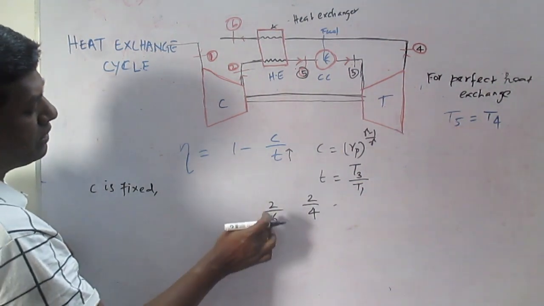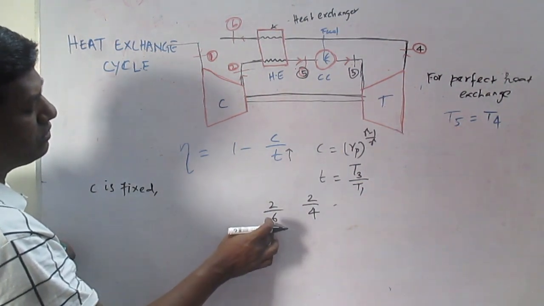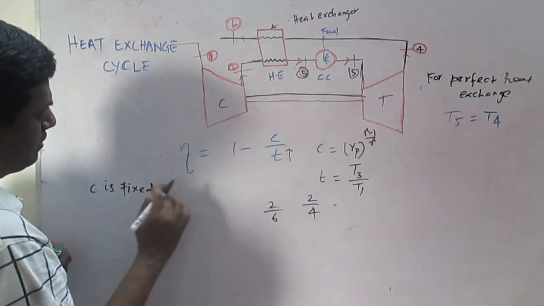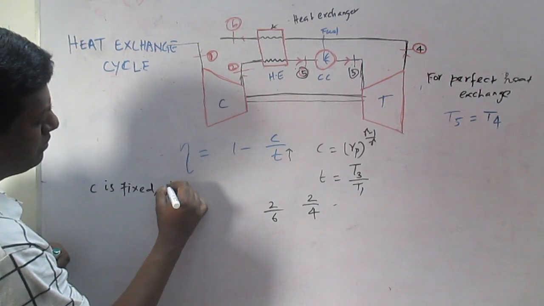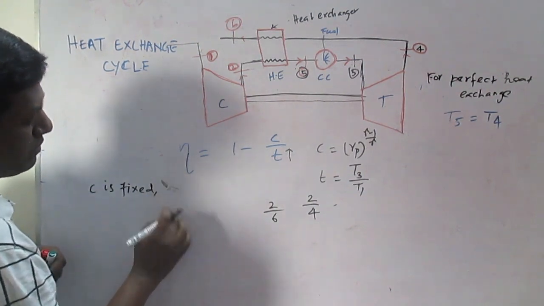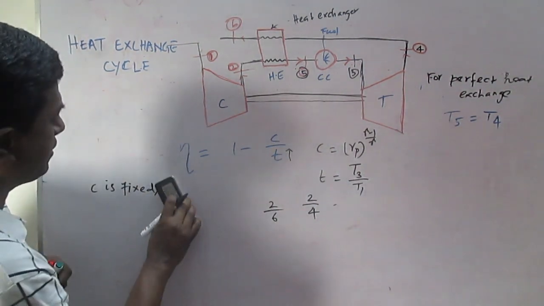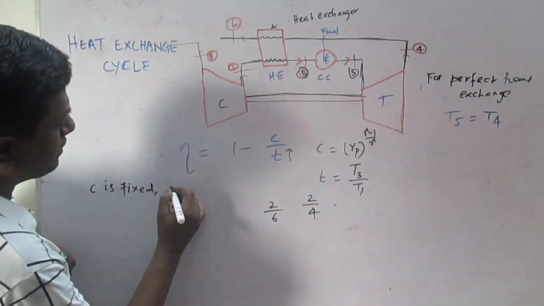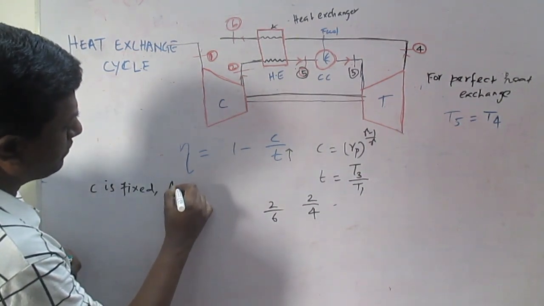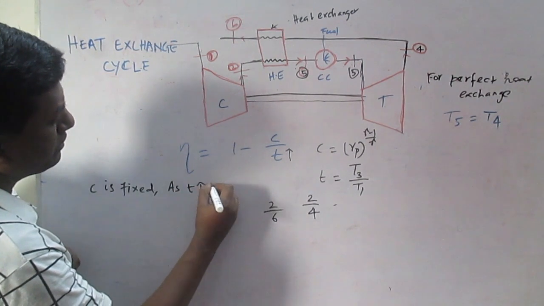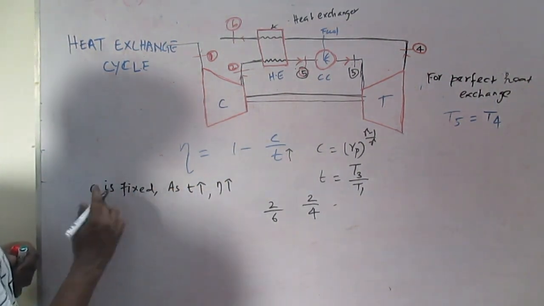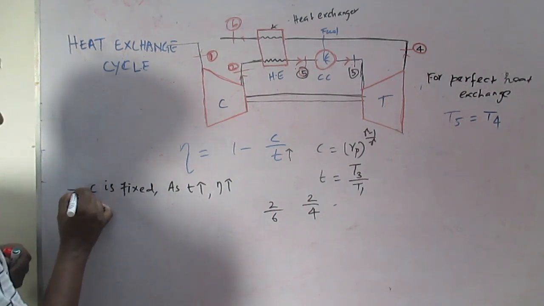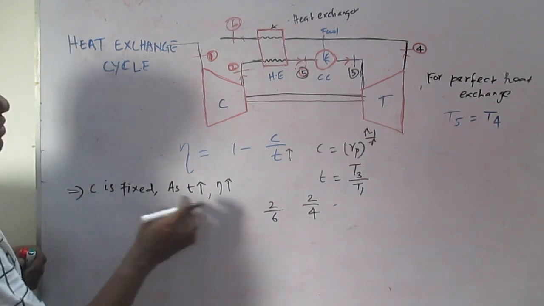That is how the efficiency depends on the temperature ratio, or the maximum cycle temperature. As the temperature ratio T increases, our efficiency increases. So as T increases, efficiency also increases. That is the first thing we have to note down. This is the first important aspect.